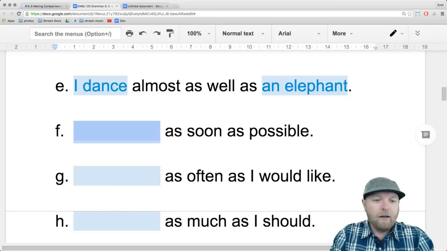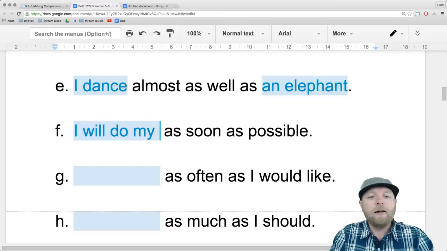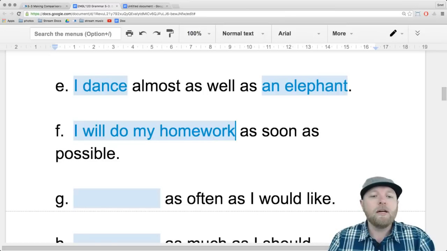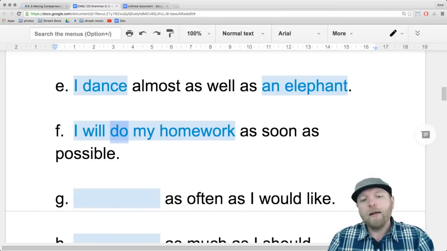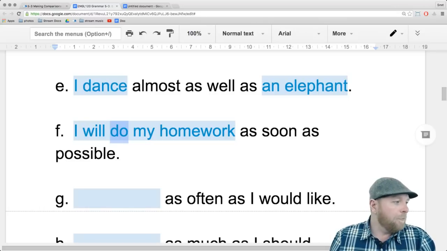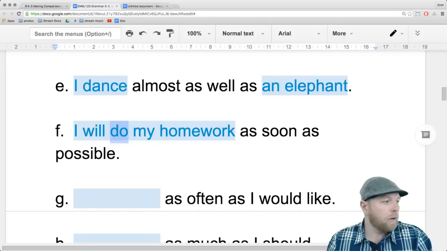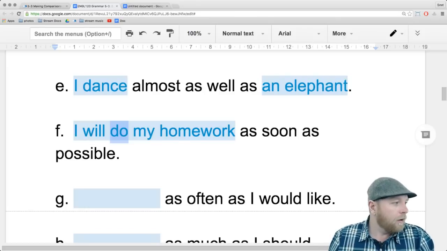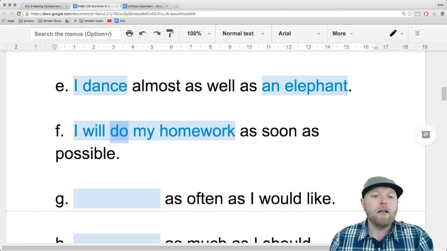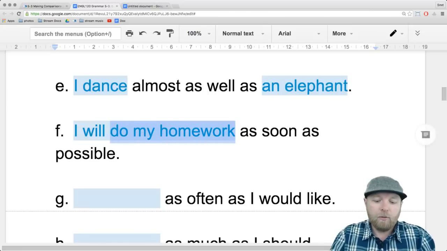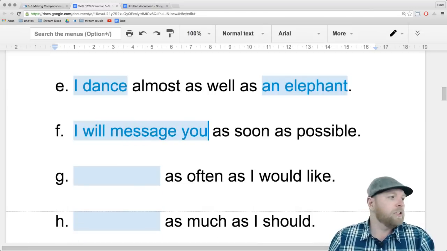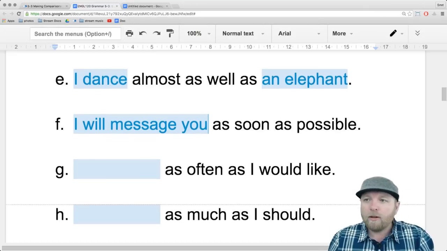Good job, Diana. I will do my homework as soon as possible. Do is not a linking verb. Good job, Diana. And I will complete... yeah, good job. Risvana: I will message you as soon as possible. Excellent answers, guys. Let's do one more and then we're going to finish.